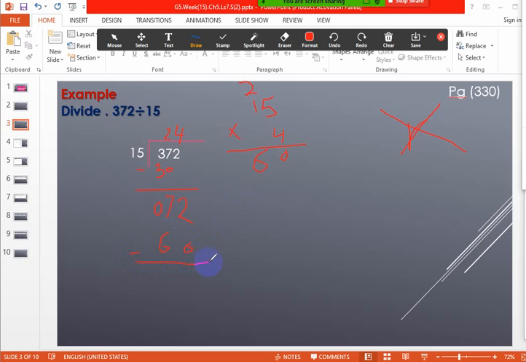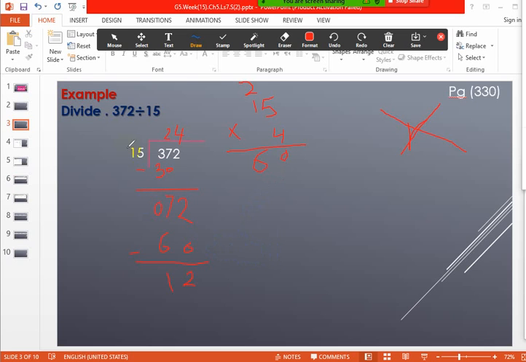Now I will subtract. 2 minus 0 equals 2. 7 minus 6 equals 1. So there is a number left with me, 12. What do I have to do here? There is no remainder in division here, in the decimal division. Of course, there is no remainder.